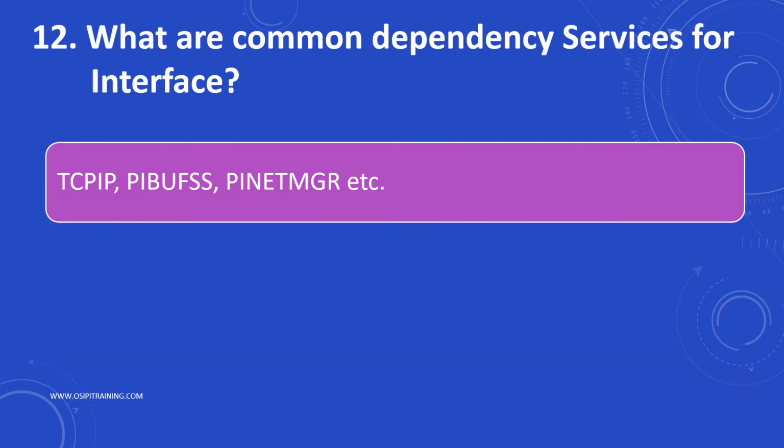Next question. What are common dependent services for an interface? The common dependent service when we configure the interface is going to be TCP/IP, and if you want, the PI Buffer Subsystem, and sometimes you also use PINet Manager. These are the common dependent services for an interface.